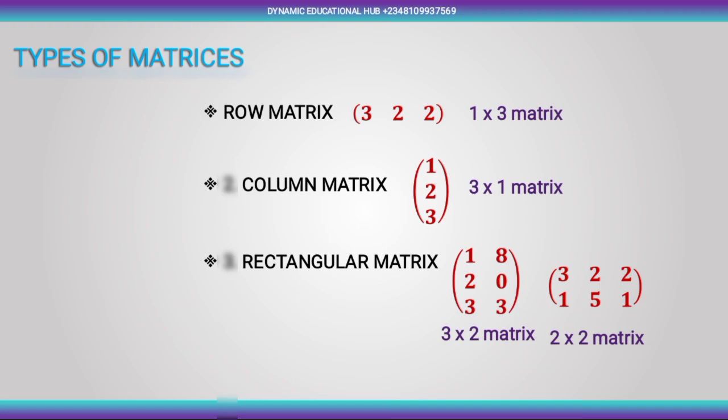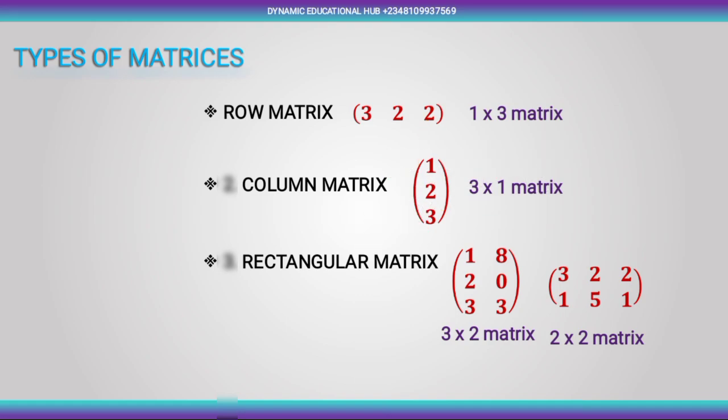Now another example of matrix is row matrix. A matrix is said to be a row matrix when you have a single row and multiple columns. For instance, the row matrix I've shown below is a 1 by 3 matrix. And a matrix is said to be a column matrix when you have a single column and multiple rows, like the matrix I've shown below, a 3 by 1 matrix. Now you have a single column and 3 rows.